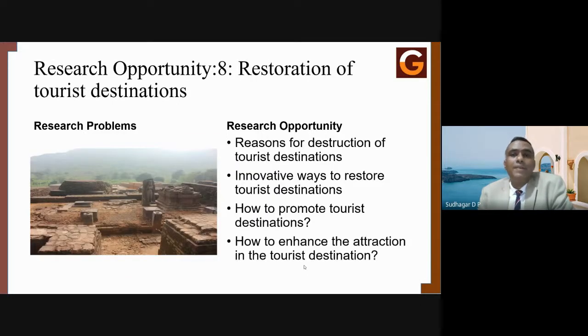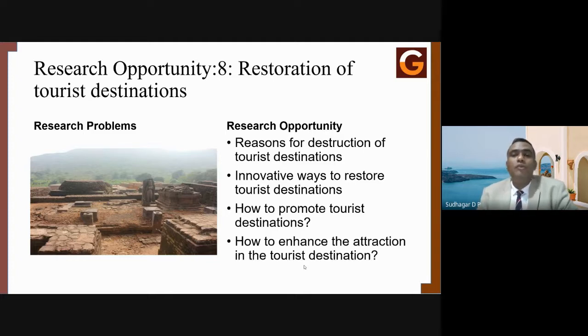Research opportunity number 8, restoration of tourist destinations. India is known for being rich in heritage in all the regions of India. But unfortunately, most of the tourist destinations are unknown to the people. It is because no one has actually researched those destinations which are located in remote areas. So is it possible for you to come out with research which helps to discover the hidden tourist destinations, number one? And just because people are not taking care of those destinations, the quality of those destinations is slowly degrading.